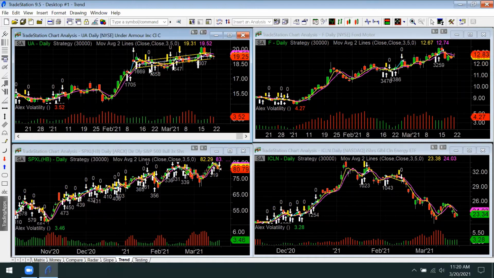During this time, I've had 1, 2, 3, 4 buys on UA. The white bars mean buy the next day. So I've had 4 since February. And that's actually pretty strong because almost every trade is a win. So it makes money that way.